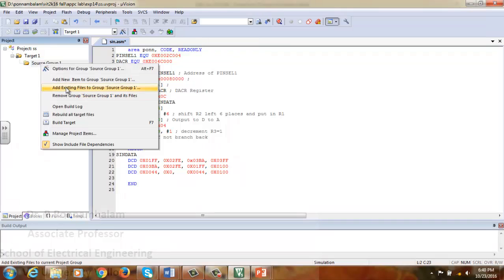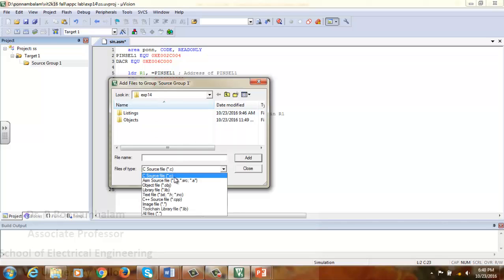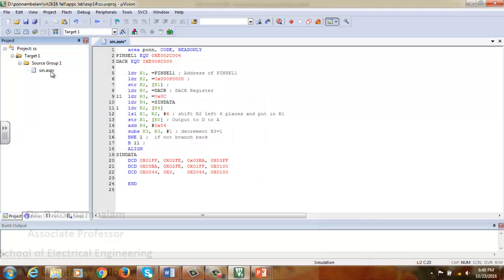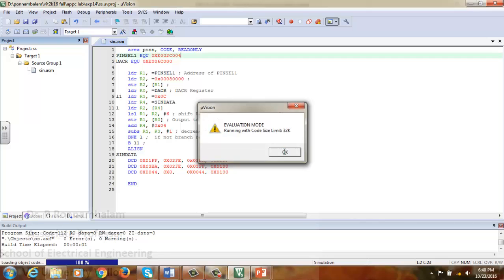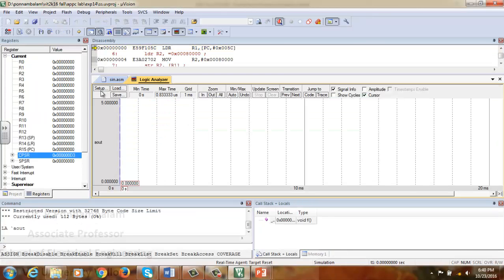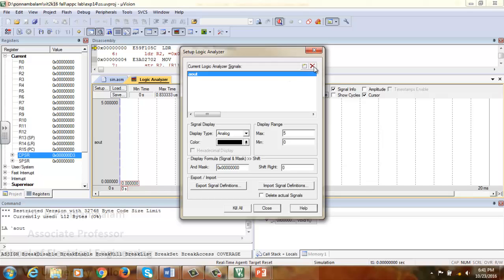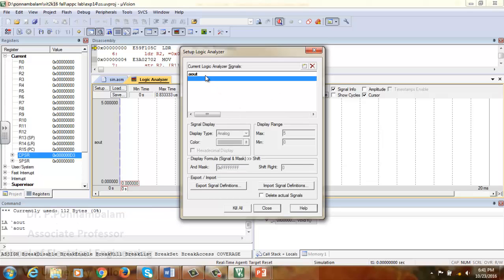Now let us check how the program runs. Translate, build and rebuild. You need to get zero errors and zero warnings. Then start stop debug session. In the logic analyzer, click this setup, click this new button and type A out. By default it will show analog, so you don't have to change anything. Don't change it to bit. In previous programs we changed it to bit, but as far as this particular program is concerned, the output is analog, so the display type should be selected as analog only, and close it.